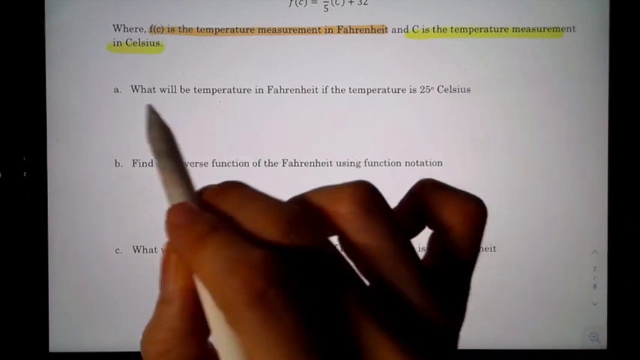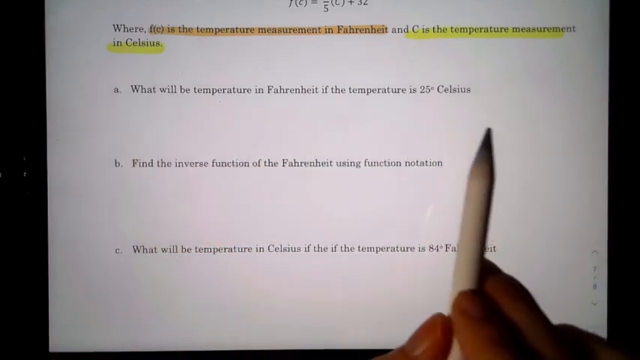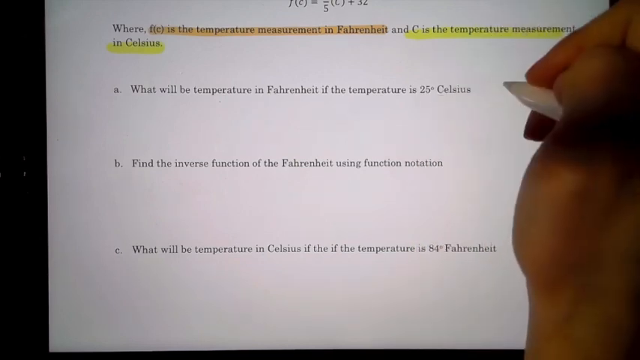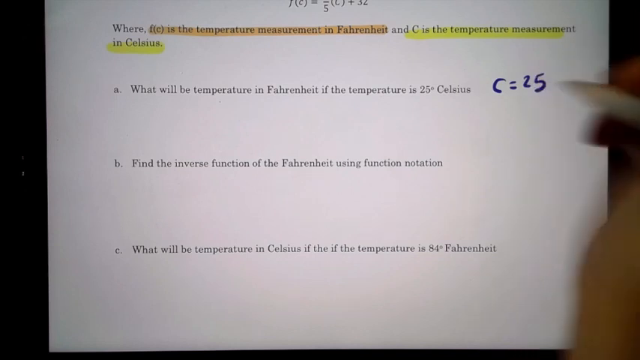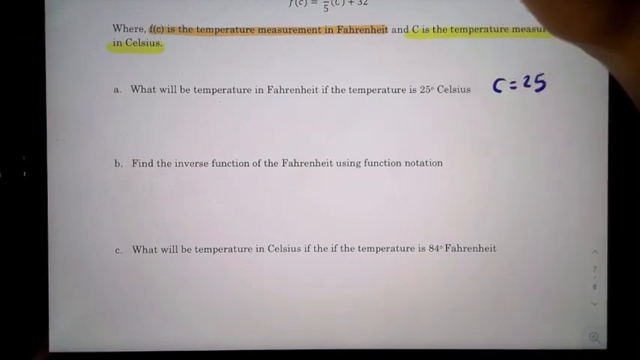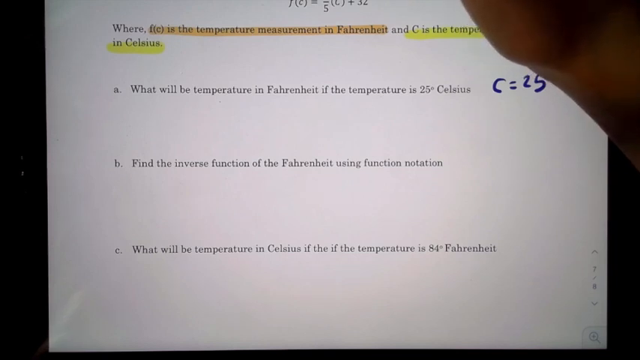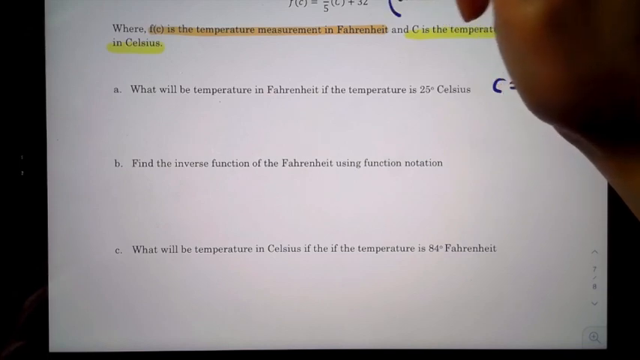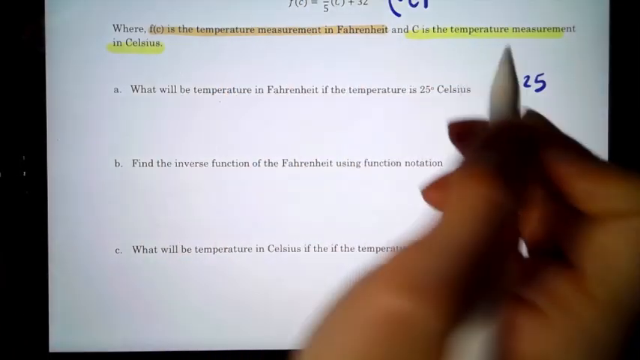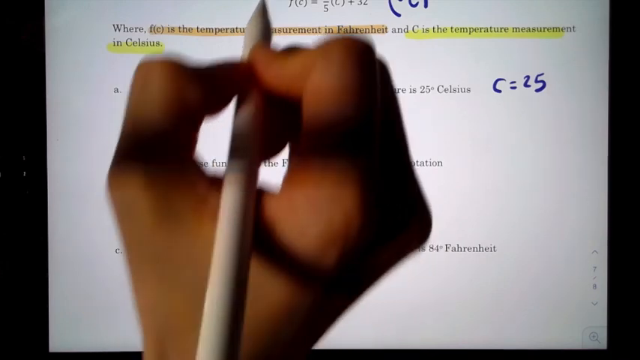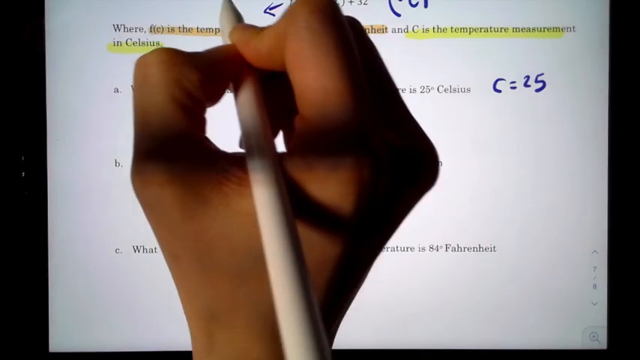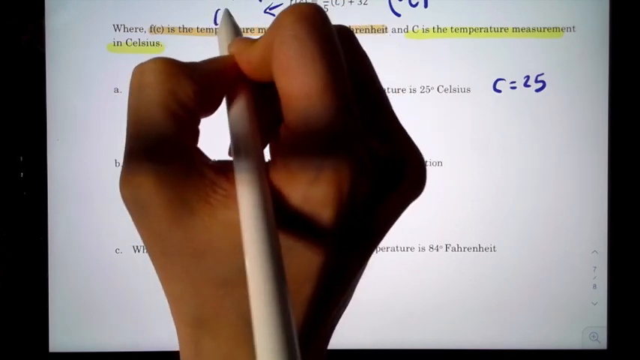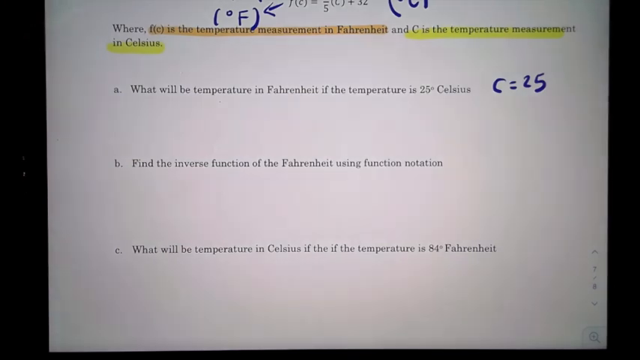So first of all, let's try this one first. What will be the temperature in Fahrenheit if the temperature is 25 Celsius? So that means my C is 25, right? So that's your input and output. That's the input, which is Celsius. And that's your output. When you put Celsius into this equation, your result will be your output, the degree Fahrenheit, right?